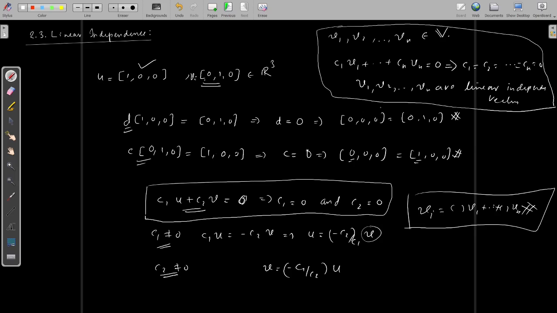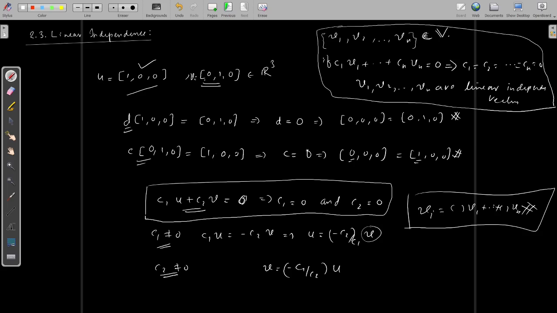So this is the definition. The set of vectors v1, v2, etc., vn, a subset of V, is linearly independent if c1 v1 plus etc. plus cn vn equal to 0 implies each coefficient is 0. So this is the definition.